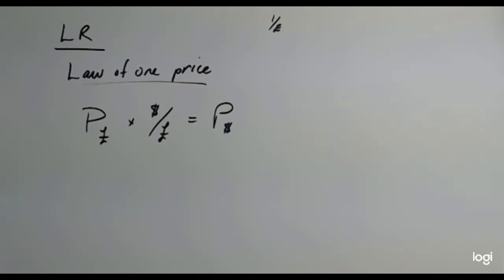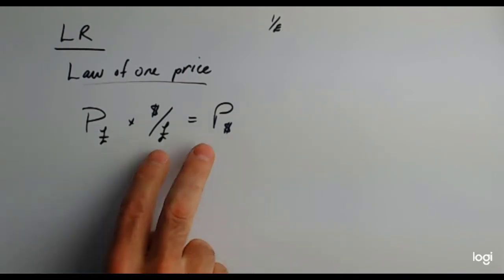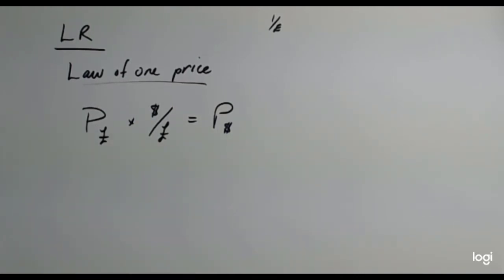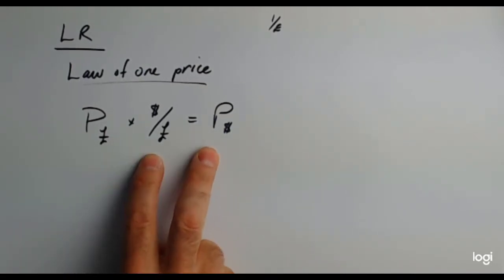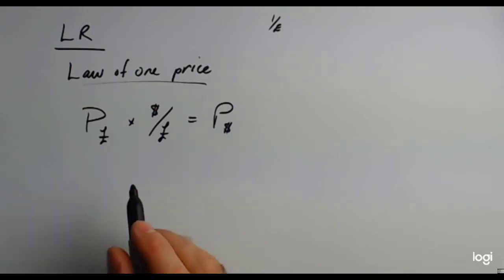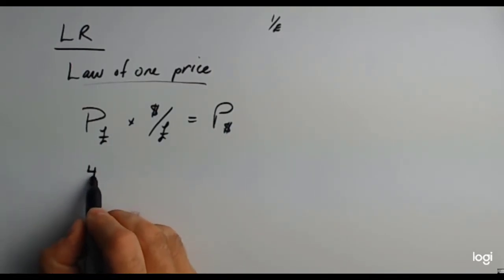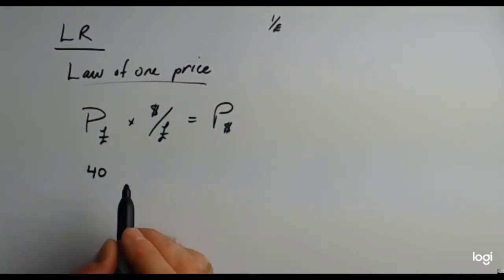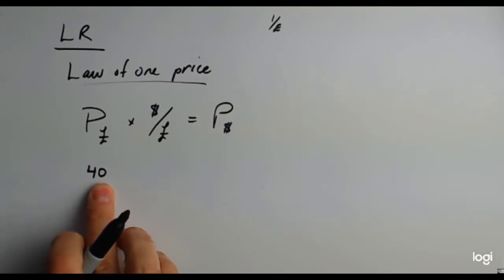I mean, if you can imagine trying to buy something with a really heavy tariff on it, this is not going to hold. In fact, it may not hold because there may not be any transactions involved at all in the first place. So how does this work in the first place? Let me give you an example. Suppose a polo shirt costs £40 in England.